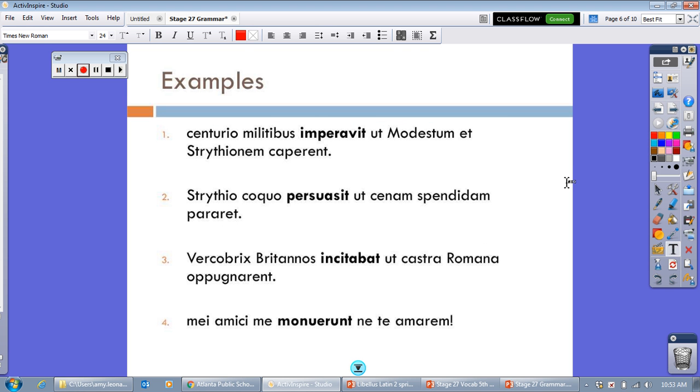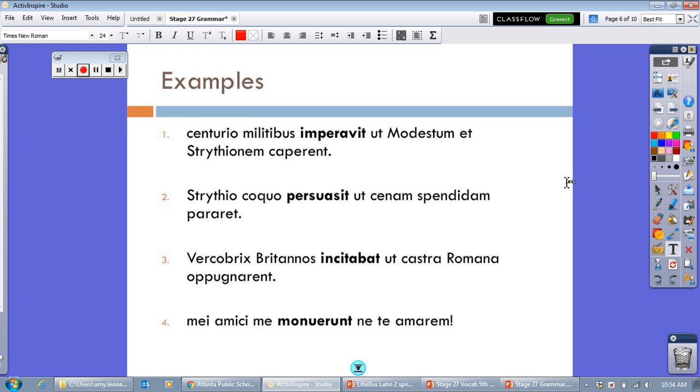So some examples now. Centurio militibus imperavit, ut Modestum et Strythionem caperent. The centurion ordered the soldiers in order that they capture Modestus and Strythio, or more idiomatically in English, he ordered them to capture Modestus and Strythio. Number 2. Strythio coco persuasit, ut cenam splendidam pararet. Strythio persuaded the cook to prepare a splendid dinner. So the order would have been, prepare a splendid dinner. The indirect command is Strythio persuaded the cook to prepare a splendid dinner. You can see how these indirect commands come in handy.